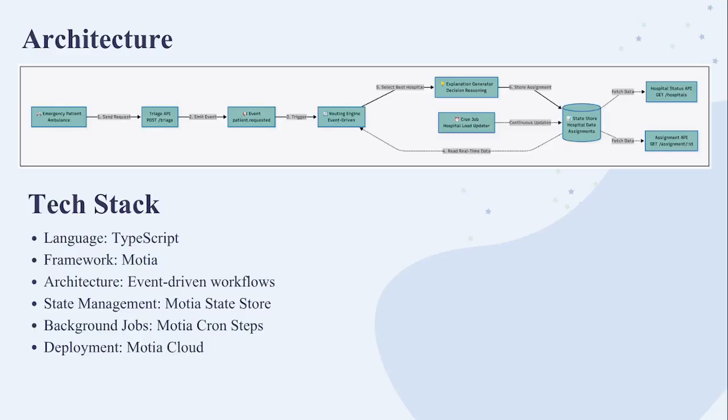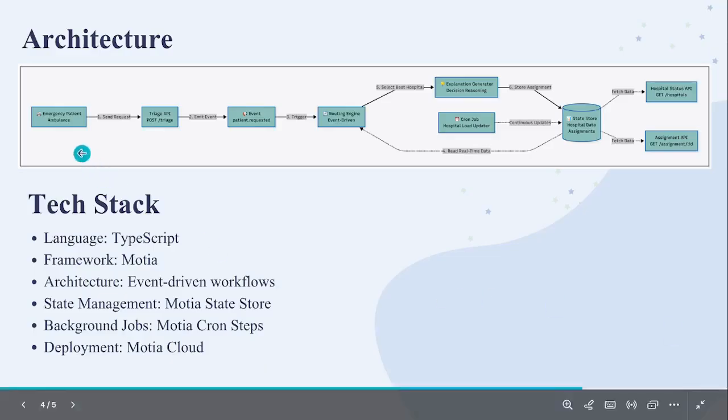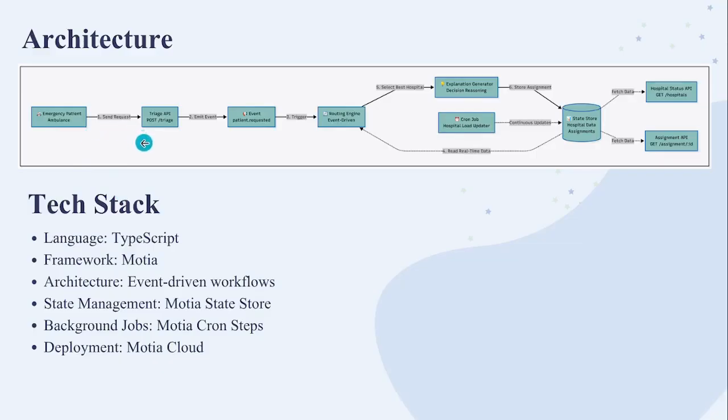So this is the architecture. First, when the patient request comes, it is handled by the Triage API. In this, the patient will give their distance, the severity, and the specialty that they require. This API will trigger an event, which is the patient requested event, which will be handled by the route engine. This route engine is the brain of the system.